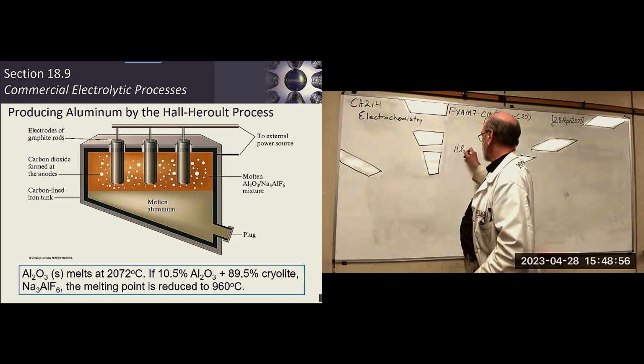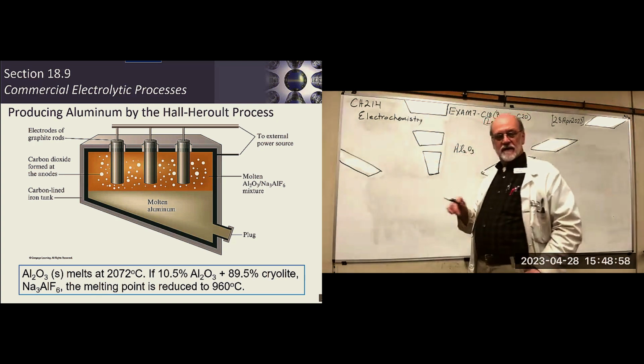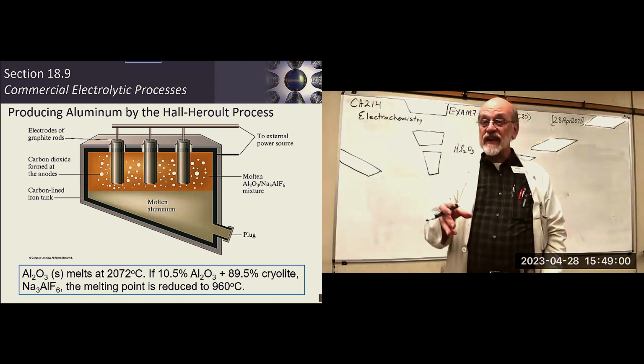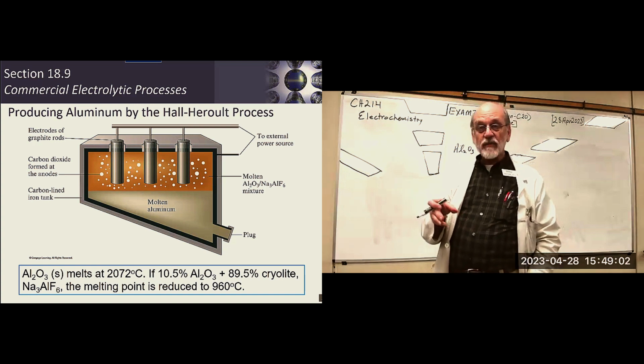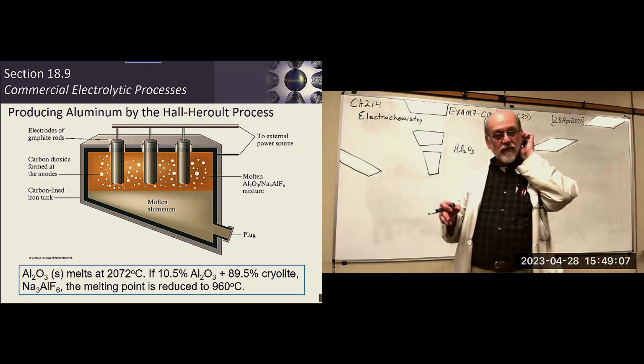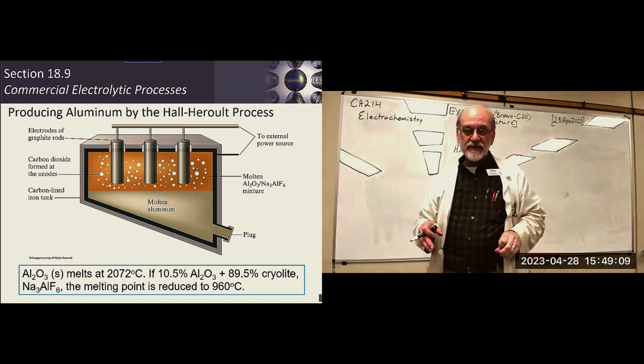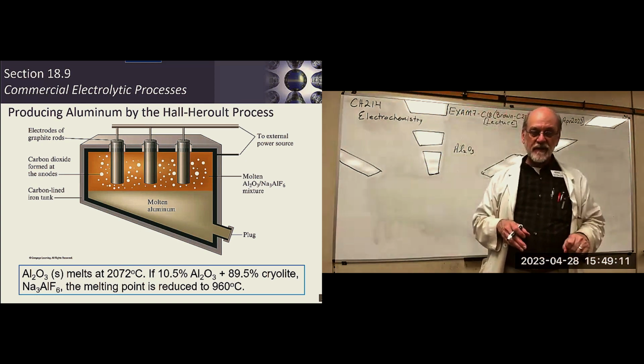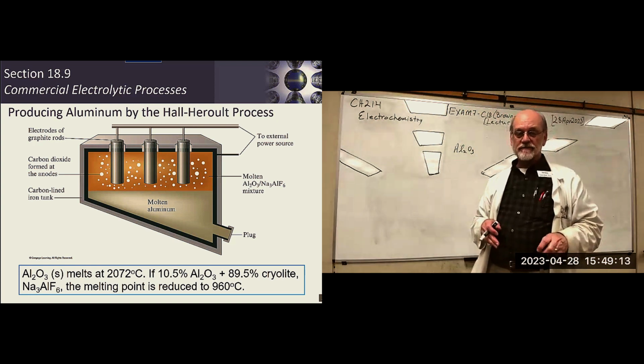Why do we have to melt it? Because ionic solids are insulators. Their ions cannot move and they're not accessible. So we have to melt it. The problem is that aluminum oxide melts at over 2,000 degrees Celsius. And that was too much.